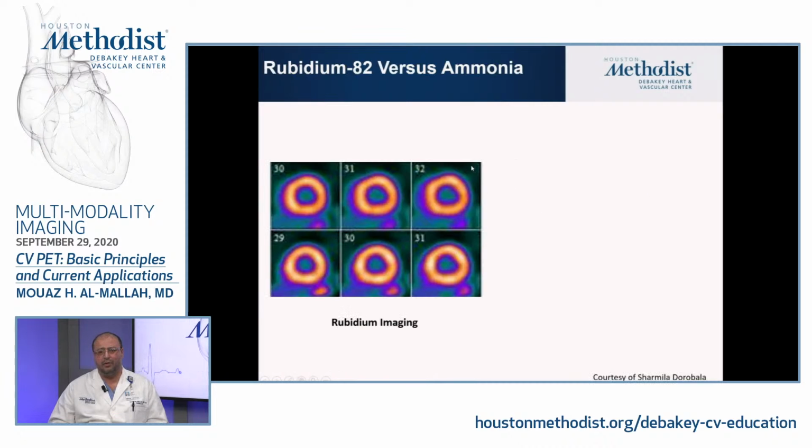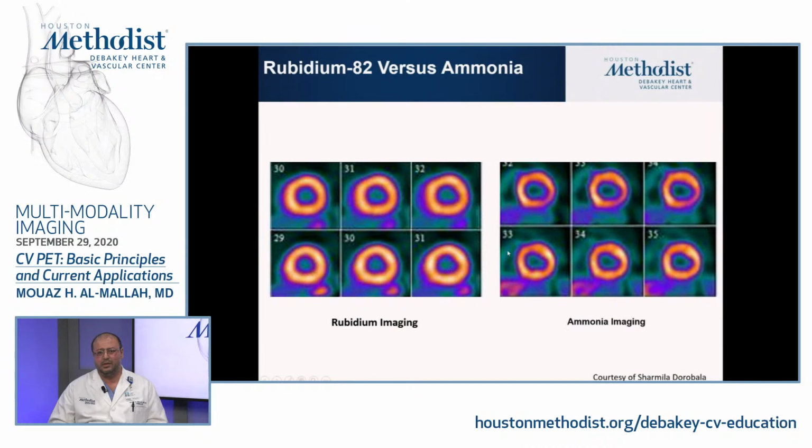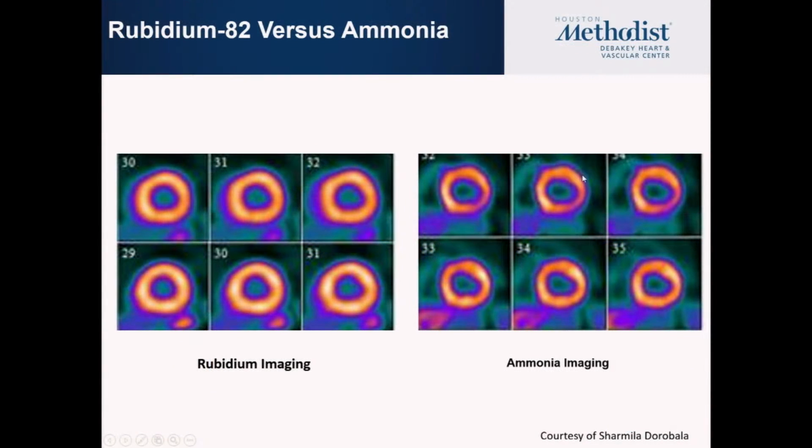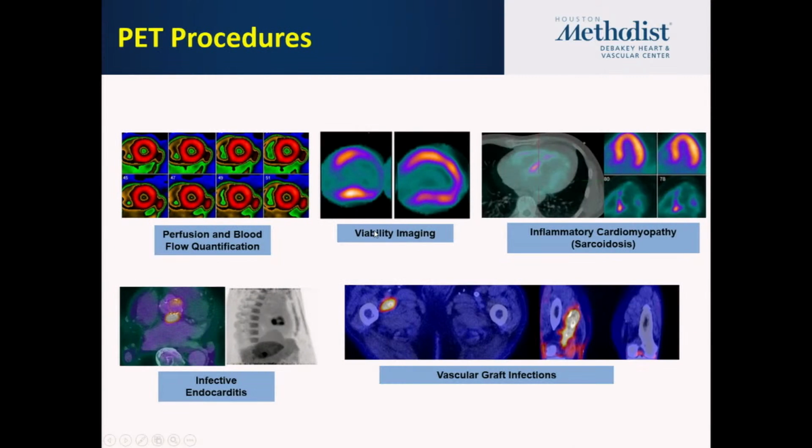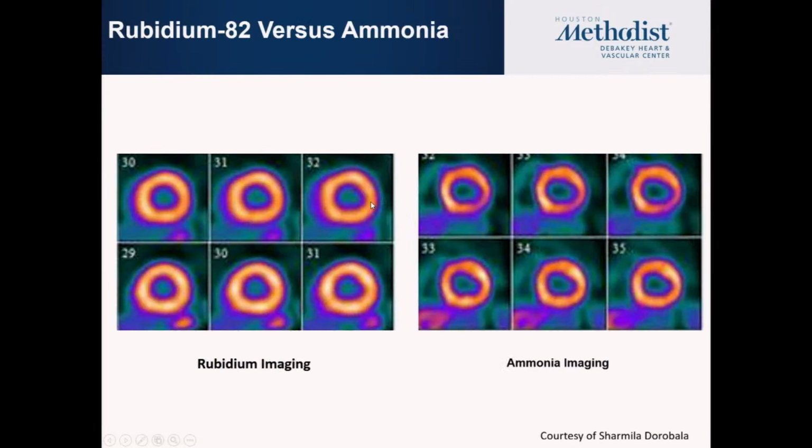So I'll show you here a couple of images, ammonia versus rubidium. This is rubidium and this is ammonia, and you can see here that the differences in positron range will give you crisper images and better edge detection compared to what you see with, for example, rubidium. Okay, so this is for the radiopharmaceuticals.